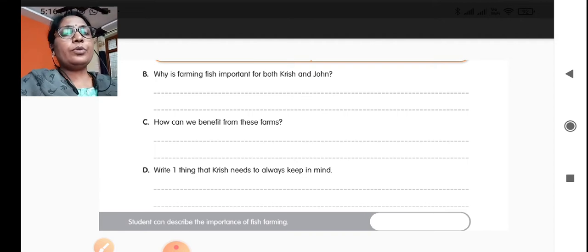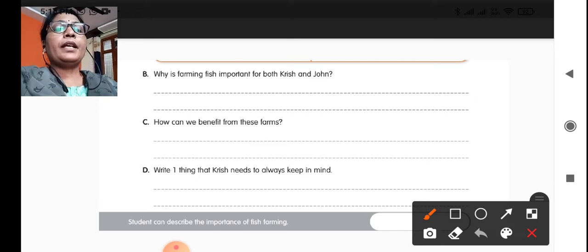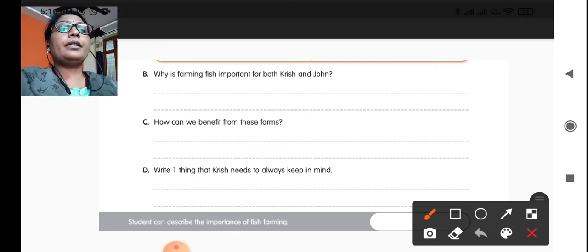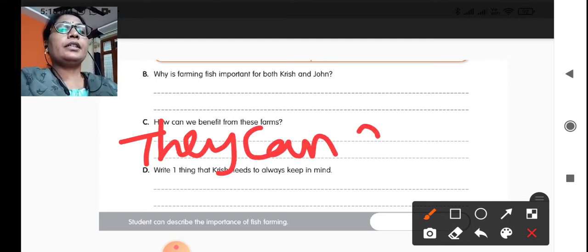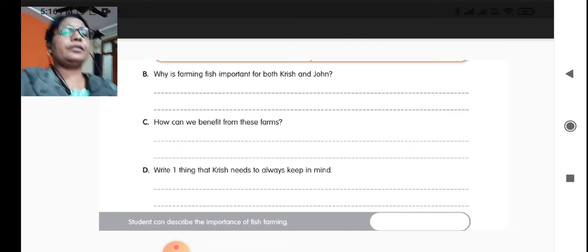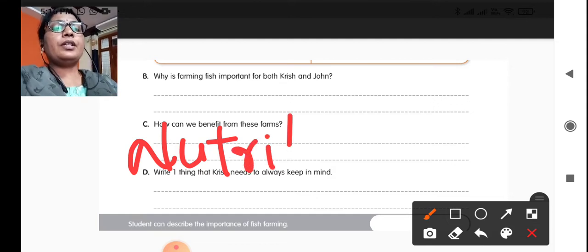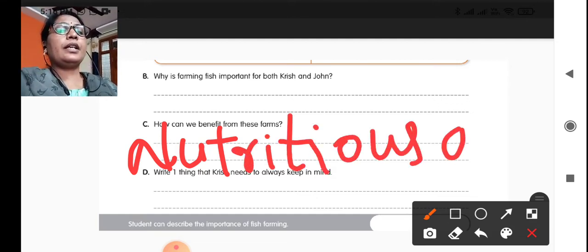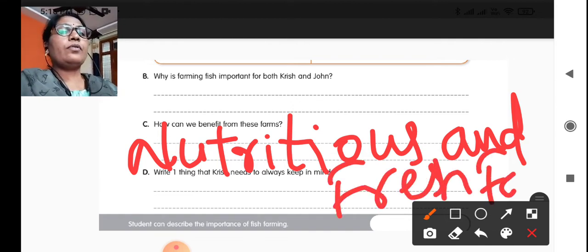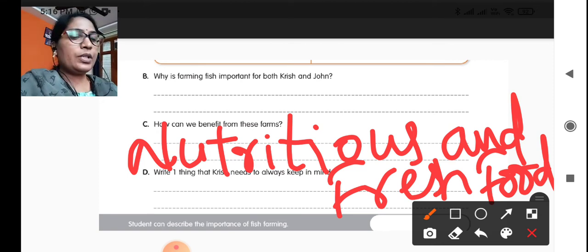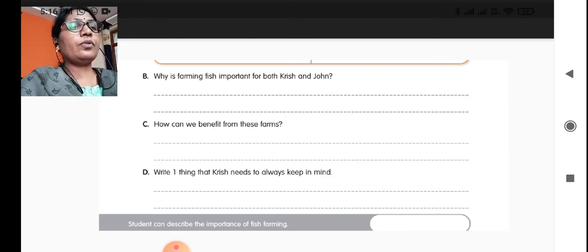How could it be useful to the nearby people? Then definitely it is helpful to the people nearby the farm. They can get nutritious food. Very nutritious food they can get. Nutritious and fresh food they are getting when the farms are near to them. So the local people will get very nutritious, clean and fresh food from the farms.